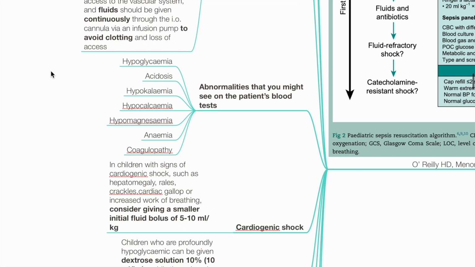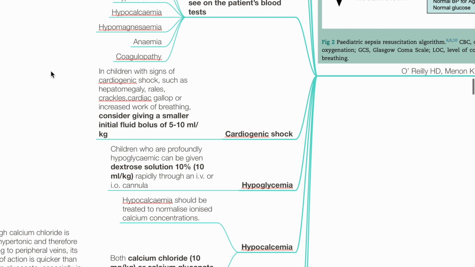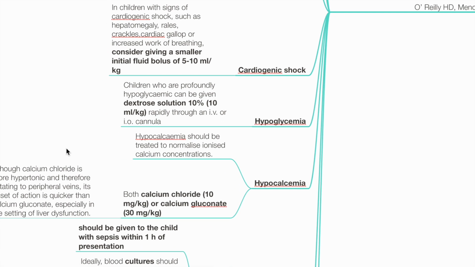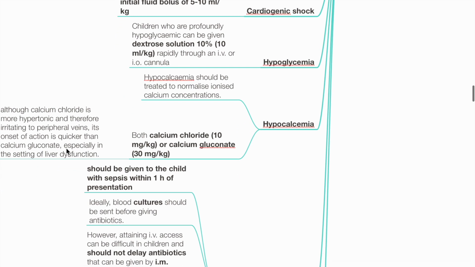Abnormalities that might be seen in the patient's blood test include hypoglycemia, acidosis, hypokalemia, hypocalcemia, hypomagnesemia, anemia, and coagulopathy. For patients with cardiogenic shock, such as having hepatomegaly, rales, crackles, cardiac gallop, or increased work of breathing, consider giving a smaller initial fluid bolus of 5 to 10 ml per kg. For children who have hypoglycemia, provide dextrose 10%, 10 ml per kg, IV or IO.